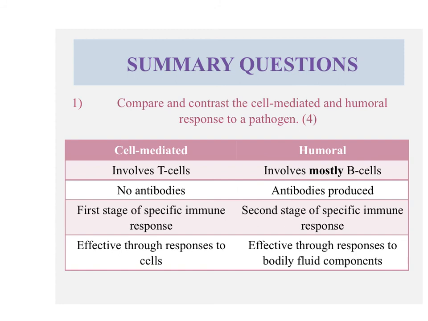And the cell-mediated response is effective through responses to cells specifically. So we're producing that perforin, we're punching through the cell membranes. Whereas humoral responses gives its response through bodily fluid components. That's a fancy way of saying the antibodies floating in the blood. If you've got any marks that you think are questionable and you want to find out whether you would have got a mark for it, then please pipe up on our call and ask a question. You will not get the mark if you've just said that cell-mediated involves T cells, no antibodies, and so on, and you haven't compared it to the other side though.